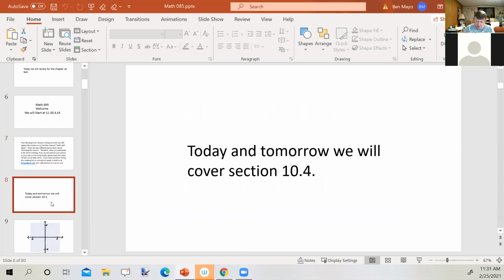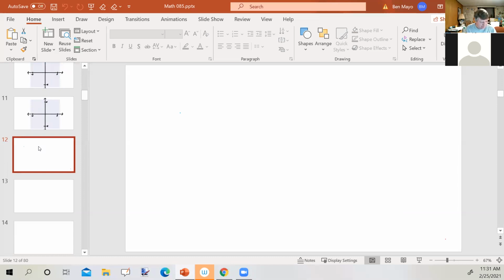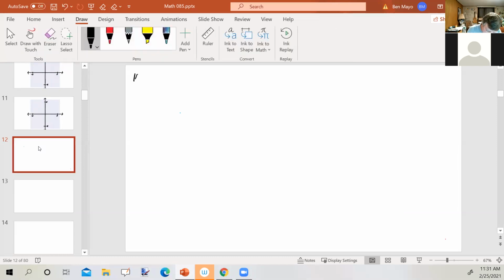Okay, so today, eventually we're going to get into section 10.4. But first we have some application or story problems to look at. So this is from 10.2, part 2, and we're going to start with problem number 3. And I'm going to bring that up on the screen so we can see what it says.